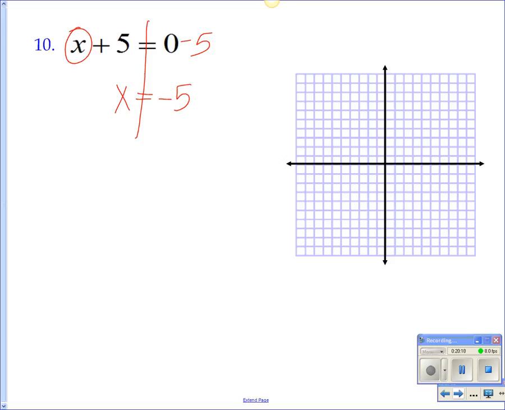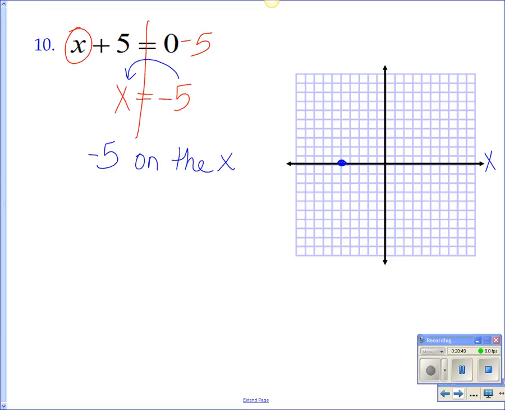Once again, this is the only problem that you're going to do this on. You're going to put negative 5 on the x, because is there a y anywhere on that board? No. So you're going to have to do it different. So here's the x. I'm going to put negative 5 on here. If it's negative 5, that means you go to the left. So 1, 2, 3, 4, 5. That's the only time you're going to do that.